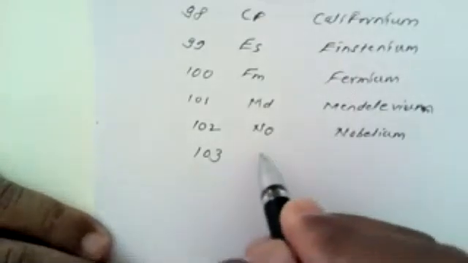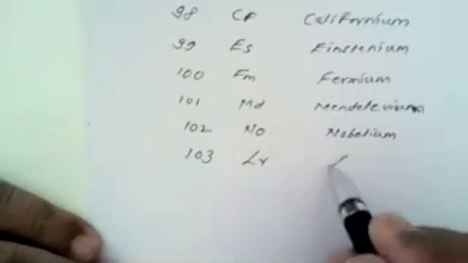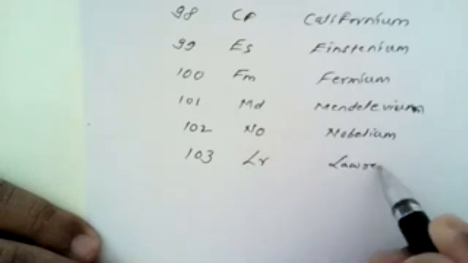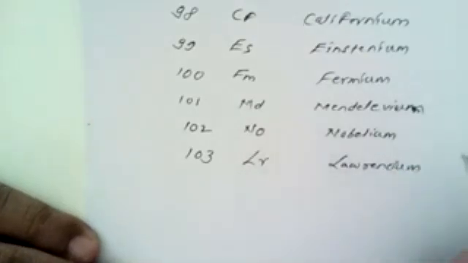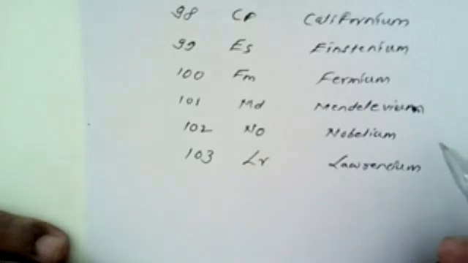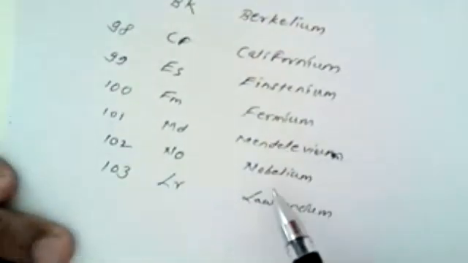And last element, that is 103, symbol is Lr, name of the element is lawrencium. So now we are familiar with all these elements, that is actinium, thorium, protactinium, uranium, neptunium, plutonium, americium, curium, berkelium, californium, einsteinium, fermium, mendelevium, nobelium, and lawrencium.